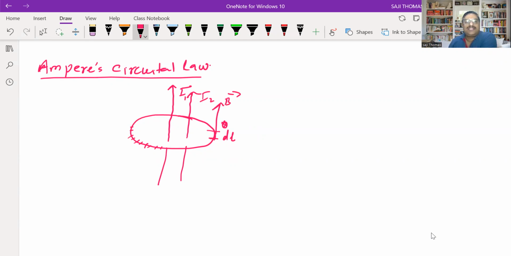You consider any point on the loop. At this point, the magnetic field and the dl will always be parallel. When you consider a dl on the left side, the magnetic field is out of the plane of the paper, and the dl is parallel. So the magnetic field is always tangential to the path, that length dl. Remember this. So we are finding B dot dl.